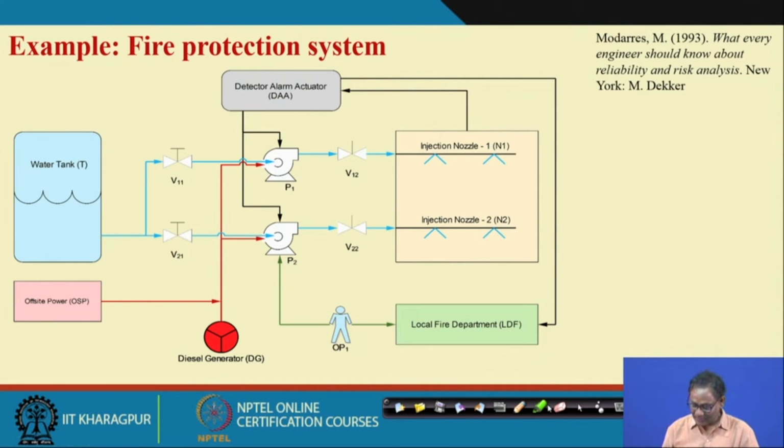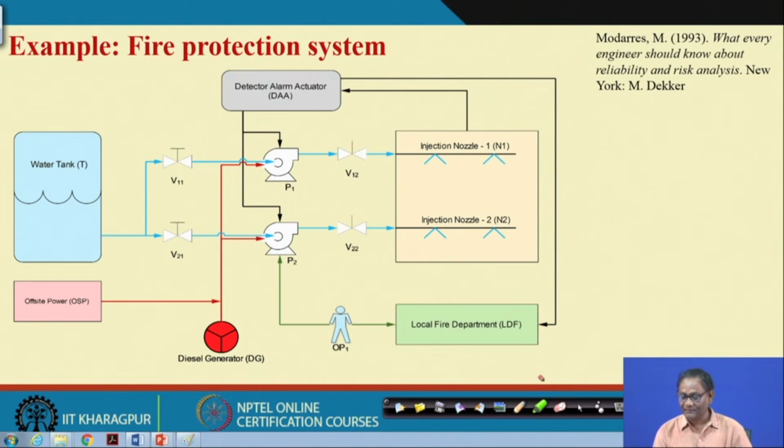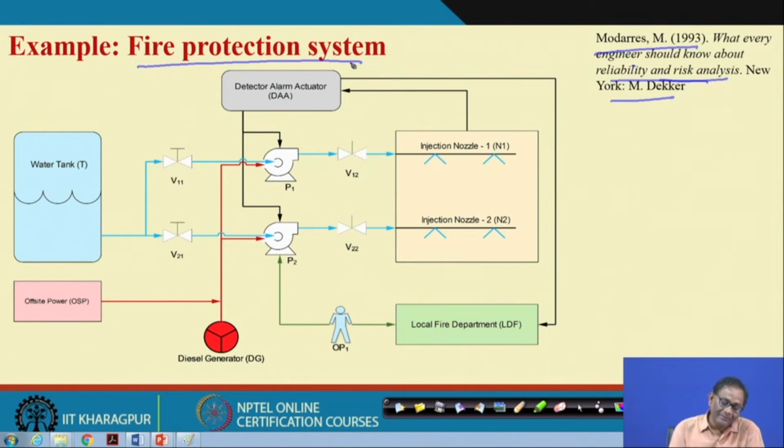Here this particular thing we have taken from Moderate 1993, What Every Engineer Should Know About Reliability and Risk Analysis, New York. There he has given this particular system. It is basically a fire protection system. That means a fire has already taken place. Now what should you do so that you protect your system from fire?